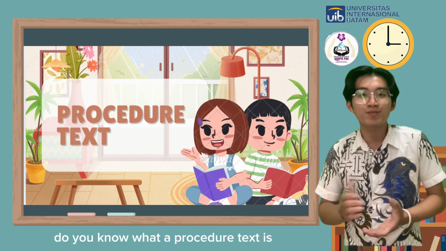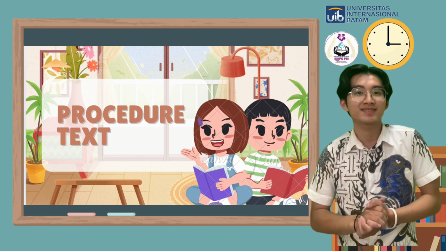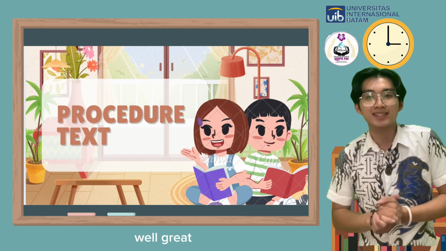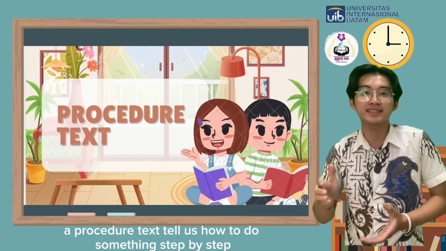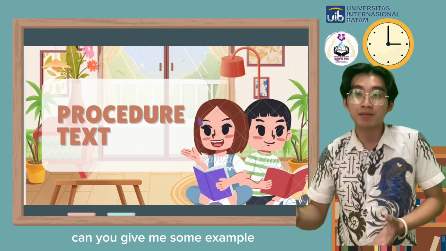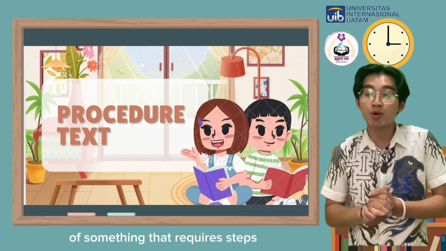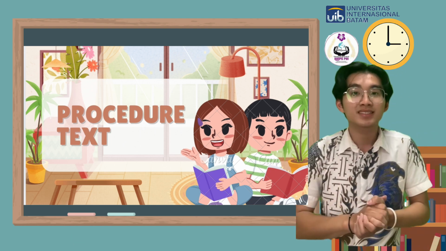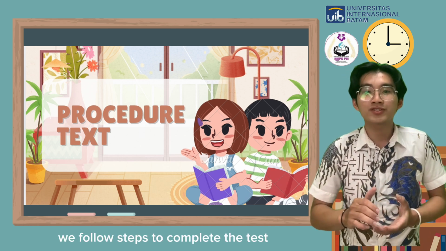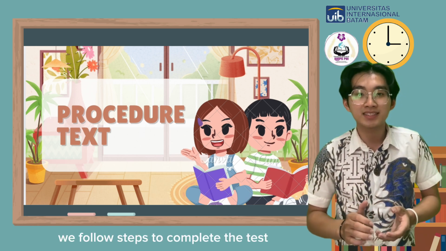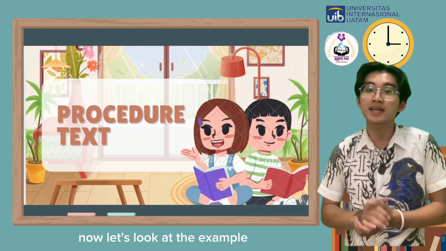Do you know what a procedure text is? Well, great. A procedure text tells us how to do something step by step. Can you give me some examples of something that requires steps? Good. Exactly. We follow steps to complete the task. Now let's look at the example.